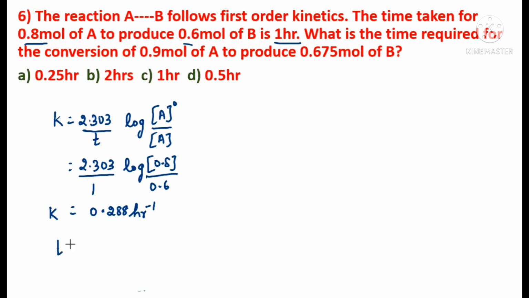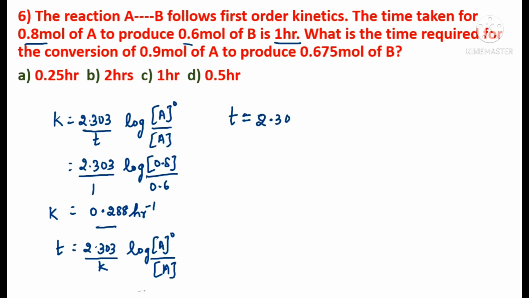So T is equal to 2.303 by K log of concentration A0 divided by concentration of A. Now you substitute the second data. Okay, now what's the value? T is equal to, the K value we have found out, is it not? What is the K value? It is 0.288. Here 2.303 divided by 0.288 log of concentration 0.9 divided by 0.675. Understood? Now simplify these things.